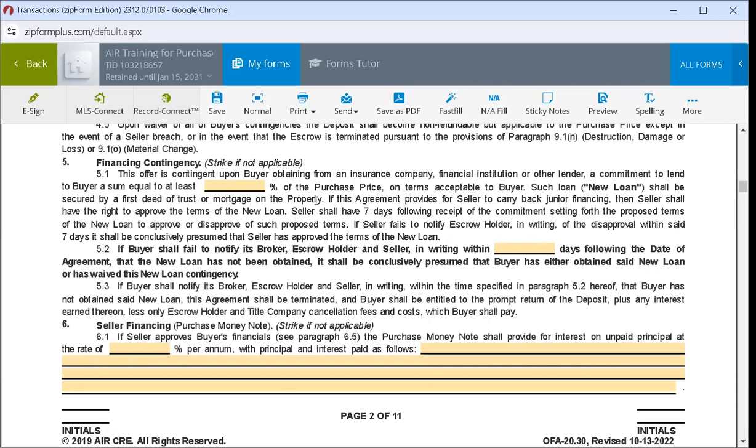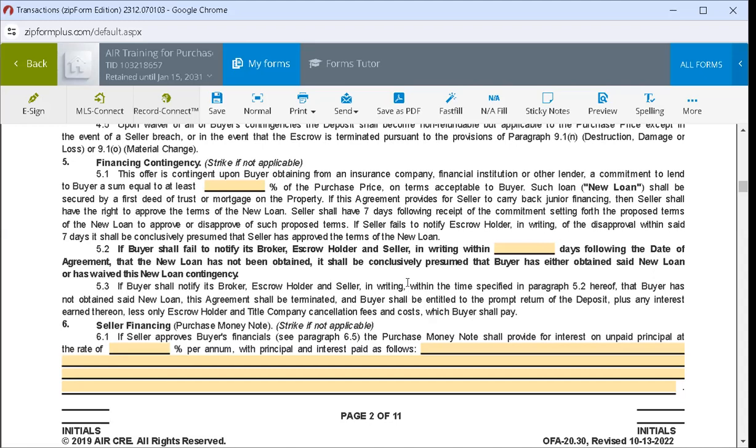Now, if this agreement provides for the seller to carry back any junior financing, then the seller would have the right to approve the terms of the new loan for junior financing, and the seller would have 7 days following receipt of the commitment to either approve or disapprove. So it says right here, strike if not applicable. So if this is an all-cash deal, none of this would be applicable. But if you are obtaining a loan, 5.1 would certainly be applicable.